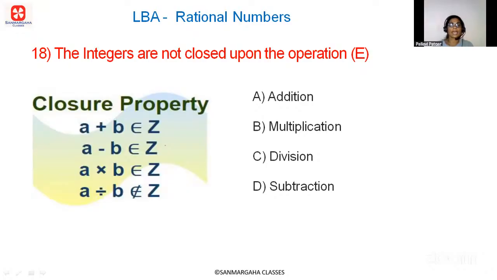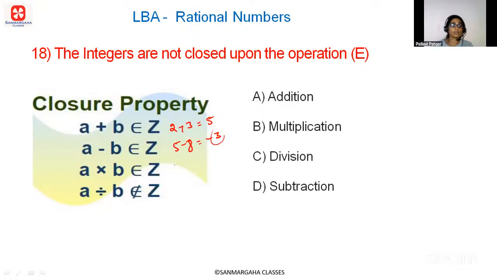So here addition. Adding two integers always results in another integer. For example, 2 plus 3. So we'll get 5. So this is closed under this operation. So next we take subtraction. Subtracting two integers always results in another integer. For example, 5 minus 8, we will get minus 3. So this is closed under subtraction, which satisfies.